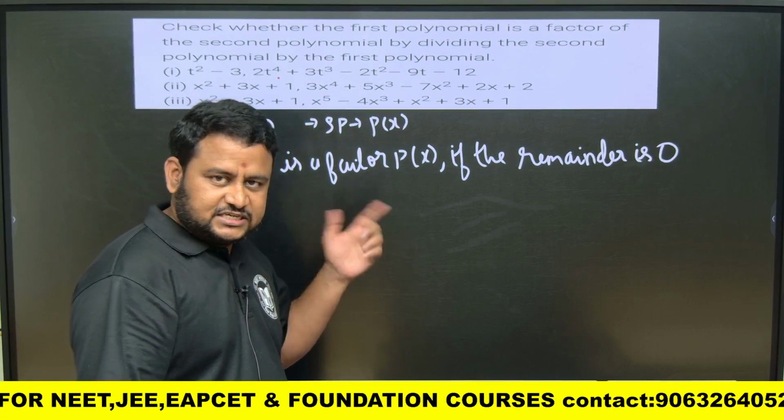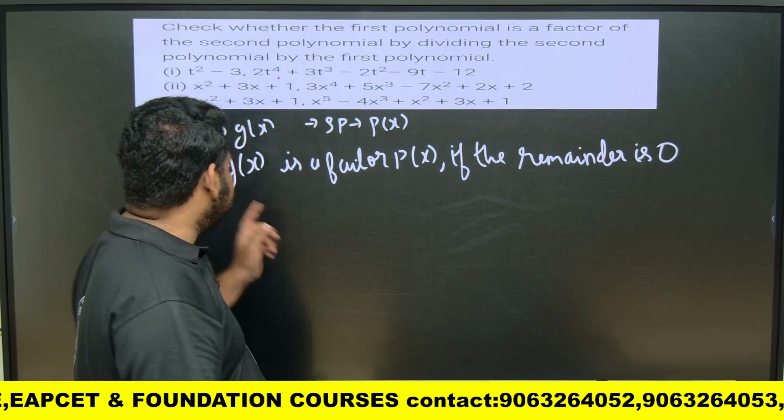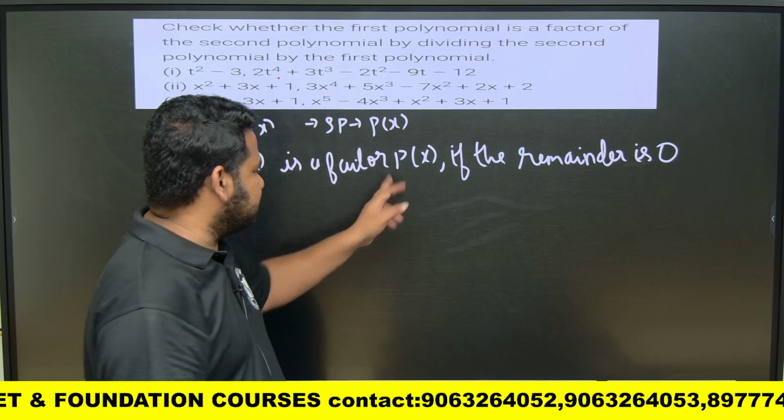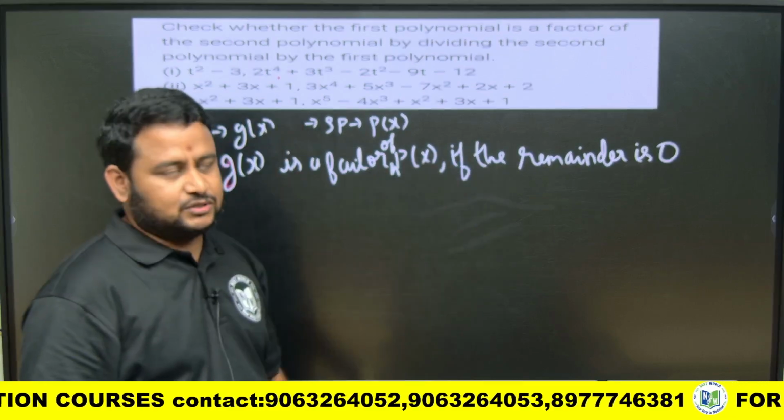When I divided 6 by 2, I got the remainder 0. That means 2 is a factor of 6. Similarly, g of x is a factor of p of x if the remainder is 0.